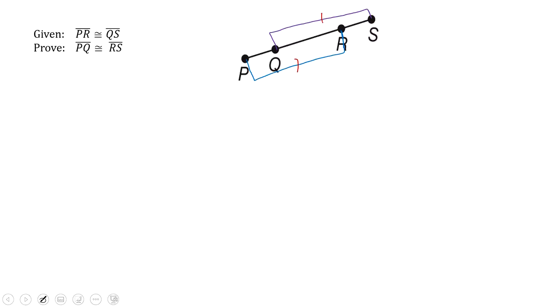So then we're going to look and see what we're trying to prove. We're trying to prove that PQ is congruent to RS. Again, I suggest drawing a picture, mark it up in colors if you need to, just to think it through. So, statement one. We're given PR is congruent to QS.